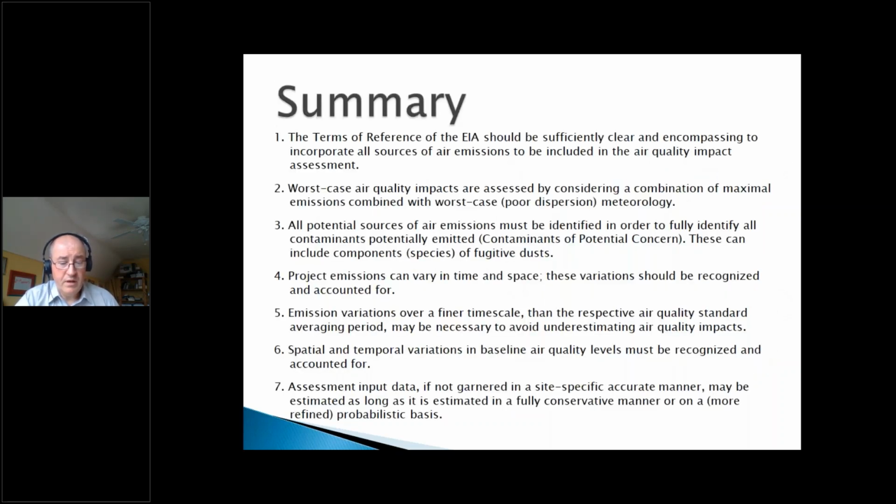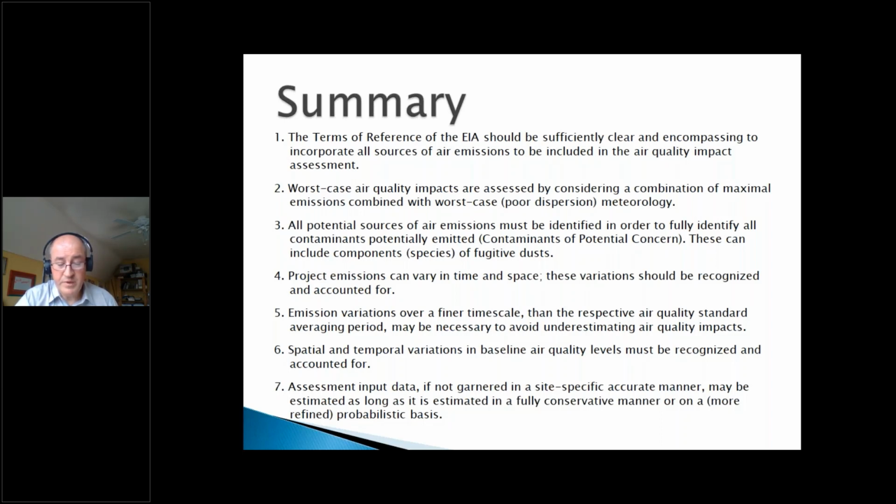So, in summary, the guide provides a number of points. These include that the terms of reference for an EIA should be sufficiently clear and encompassing to incorporate all sources of air emissions to be included in the air quality impact assessment. That the worst case air quality impacts are assessed by considering a combination of maximal emissions combined with worst case or poor dispersion meteorology, that all potential sources of air emissions must be identified in order to fully identify all contaminants potentially emitted, which would be termed contaminants of potential concern. These can include components or species of fugitive dust.